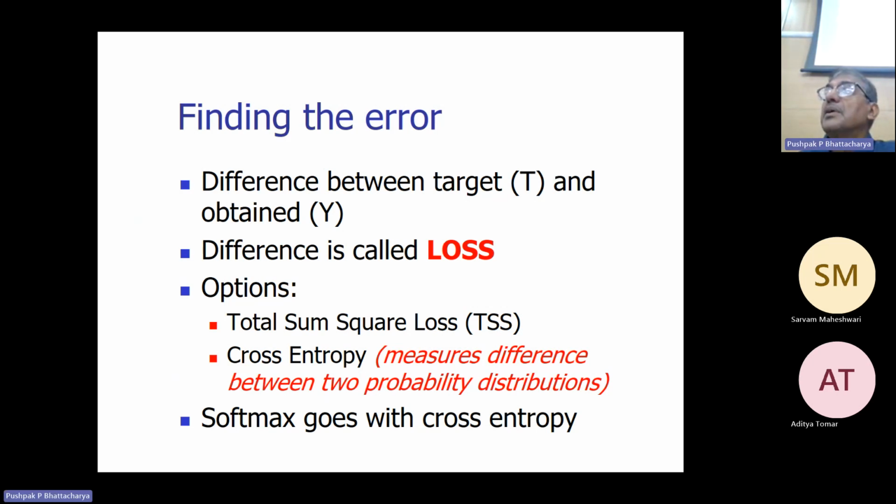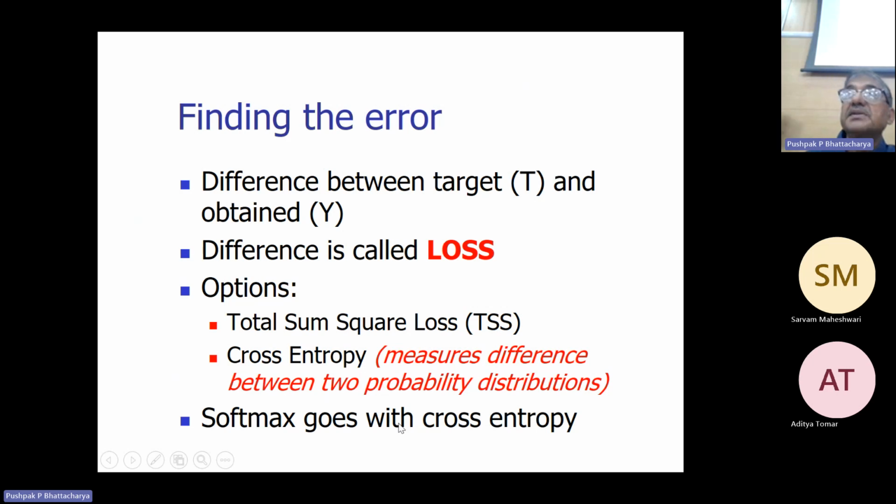Because it squares the difference between target and output, in the case of very small values the difference is small, and when you square it, it becomes still smaller. And cross entropy is popular because most of the time in AI, we have to deal with probabilistic situations. Cross entropy is a measure which finds out the distance between two probability distributions.